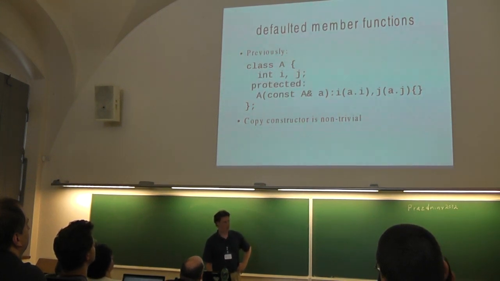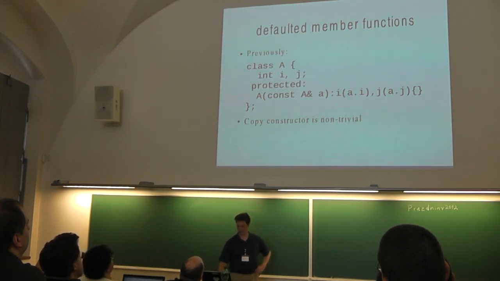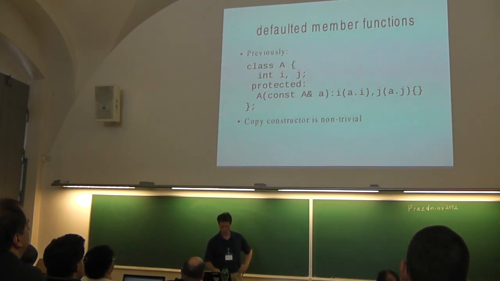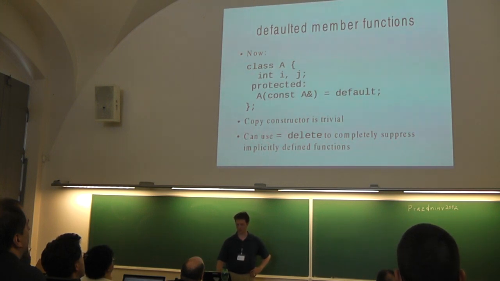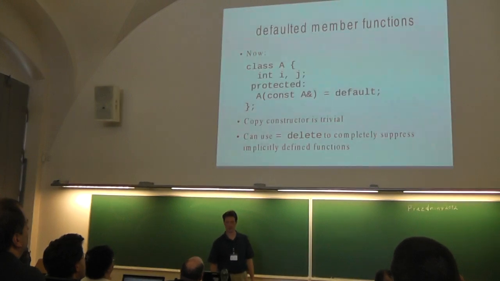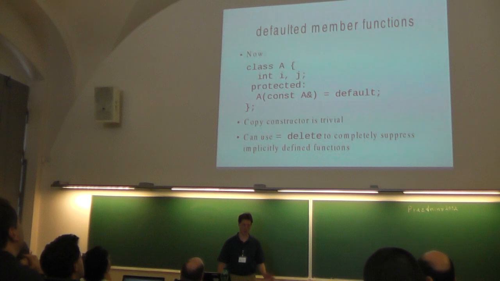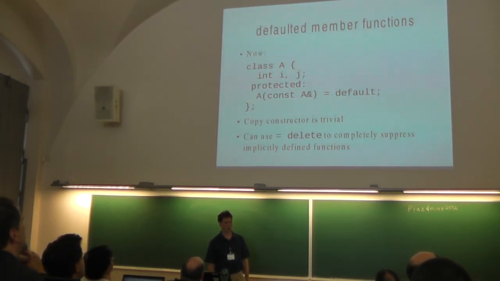You have defaulted and deleted member functions, so that if you want to write your copy constructor that does the obvious thing that a copy constructor should do, but you just want to make it protected, previously you had to write out what the compiler would do anyway, and now you can just say, do the normal thing. That also lets you keep the triviality of the copy constructor, where if you wrote it out yourself, then it was not trivial.